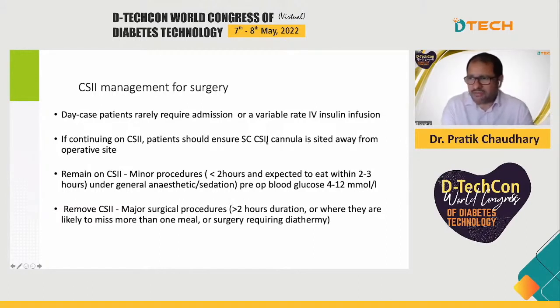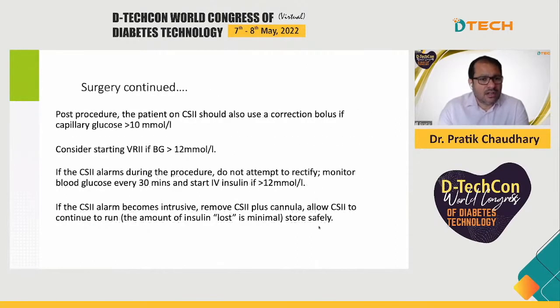I think a lot of our patients have kept their Libre or CGM on during surgery without a problem, but the manufacturer's recommendation is that, for surgery requiring diathermy. And then post-procedure, if the patient's on pump therapy, again, use it to do the correction bolus if the capillary glucose is over 10, or that's 180 milligram per deciliter. And if the sugar levels go up and are above 12, roughly 200 milligram per deciliter, then change to an intravenous insulin infusion to bring the sugars down.